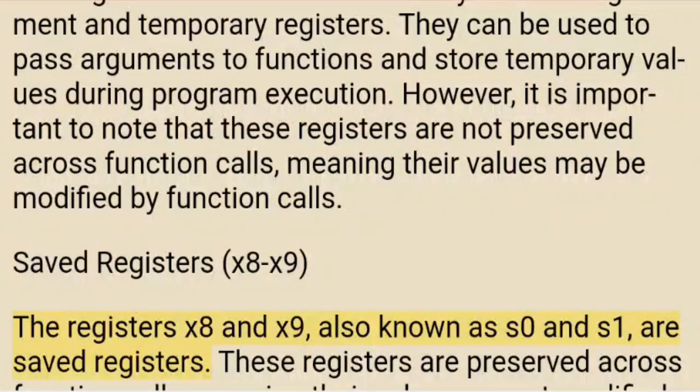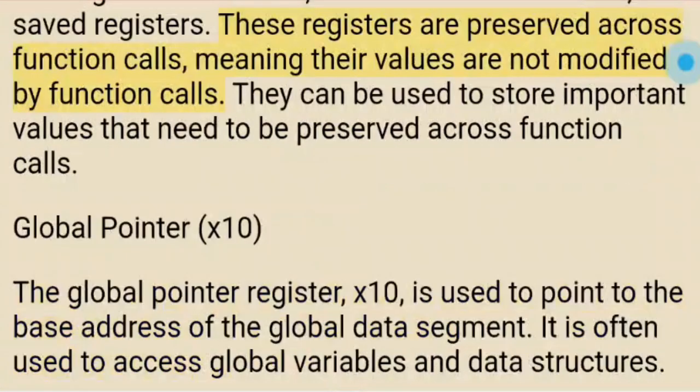Saved registers, X8, X9. The registers X8 and X9, also known as S0 and S1, are saved registers. These registers are preserved across function calls, meaning their values are not modified by function calls. They can be used to store important values that need to be preserved across function calls. Global pointer, X10. The global pointer register, X10, is used to point to the base address of the global data segment. It is often used to access global variables and data structures.